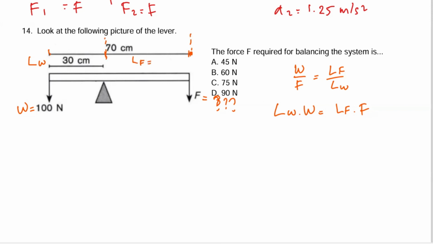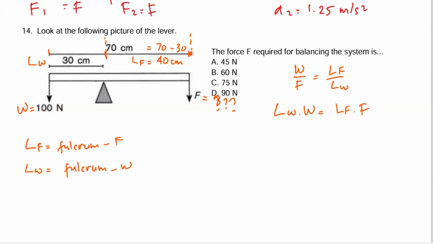So LF is going to be 70 minus 30, so it's 40 cm. We got it from 70 minus 30, because LF is always counted from fulcrum to F. And for the LW, it's the distance from fulcrum to the weight. Okay, we continue our calculation here. So the weight arm is 30 centimeter.